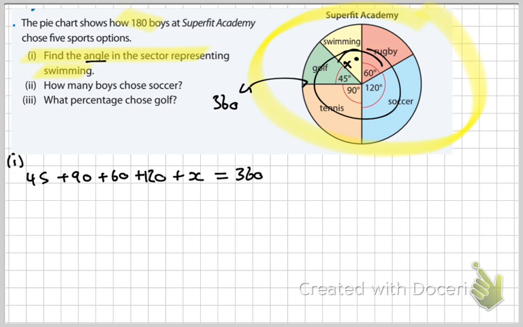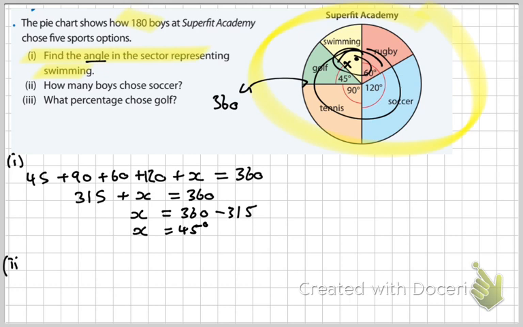Okay, so I'll start doing this. I'll go 45 plus 90 plus 60 plus 120. That gives me 315 plus some other angle gives me 360. Well, what is that other angle? Very simply, you could have nearly done it in your head. 360 take away 315 gives me 45 degrees. It's degrees because it's an angle. That's why I put a little degrees with it. Okay, so that's the first part.